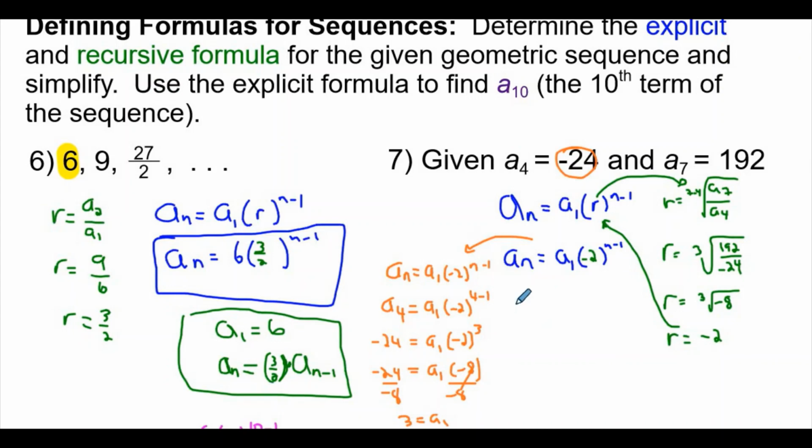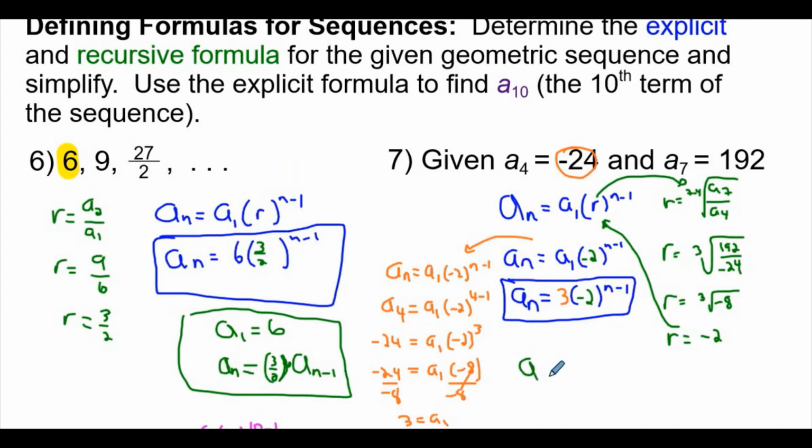So now we finally have our final equation for the explicit formula. The explicit formula is an is equal to 3 times negative 2 to the n minus 1. It's interesting how you can use the formula to find missing pieces of the formula before you know the answer to begin with. Now, to do the recursive, all the information is already given to us right here.